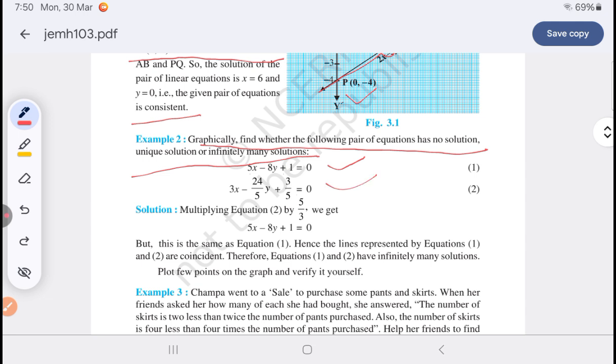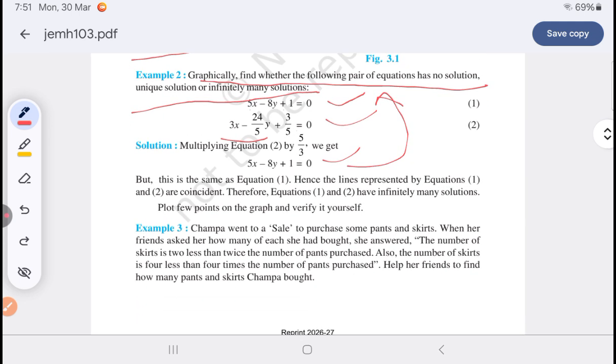So in the second equation, you multiply by 5 by 3 on both sides, you will get 5x minus 8y plus 1 equals 0. So this is the same as equation 1. So these equations are coincident. Therefore, these two equations have infinitely many solutions. So please plot these points on a graph and verify yourself.